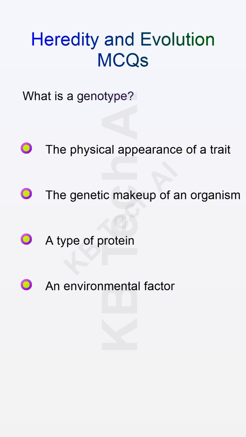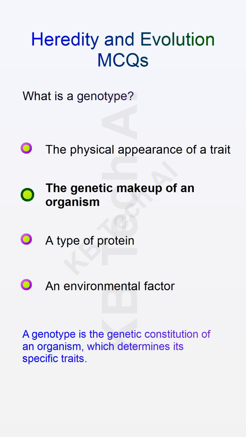What is a genotype? Option 1, the physical appearance of a trait. Option 2, the genetic makeup of an organism. Option 3, a type of protein. Option 4, an environmental factor. The answer is option 2, the genetic makeup of an organism.